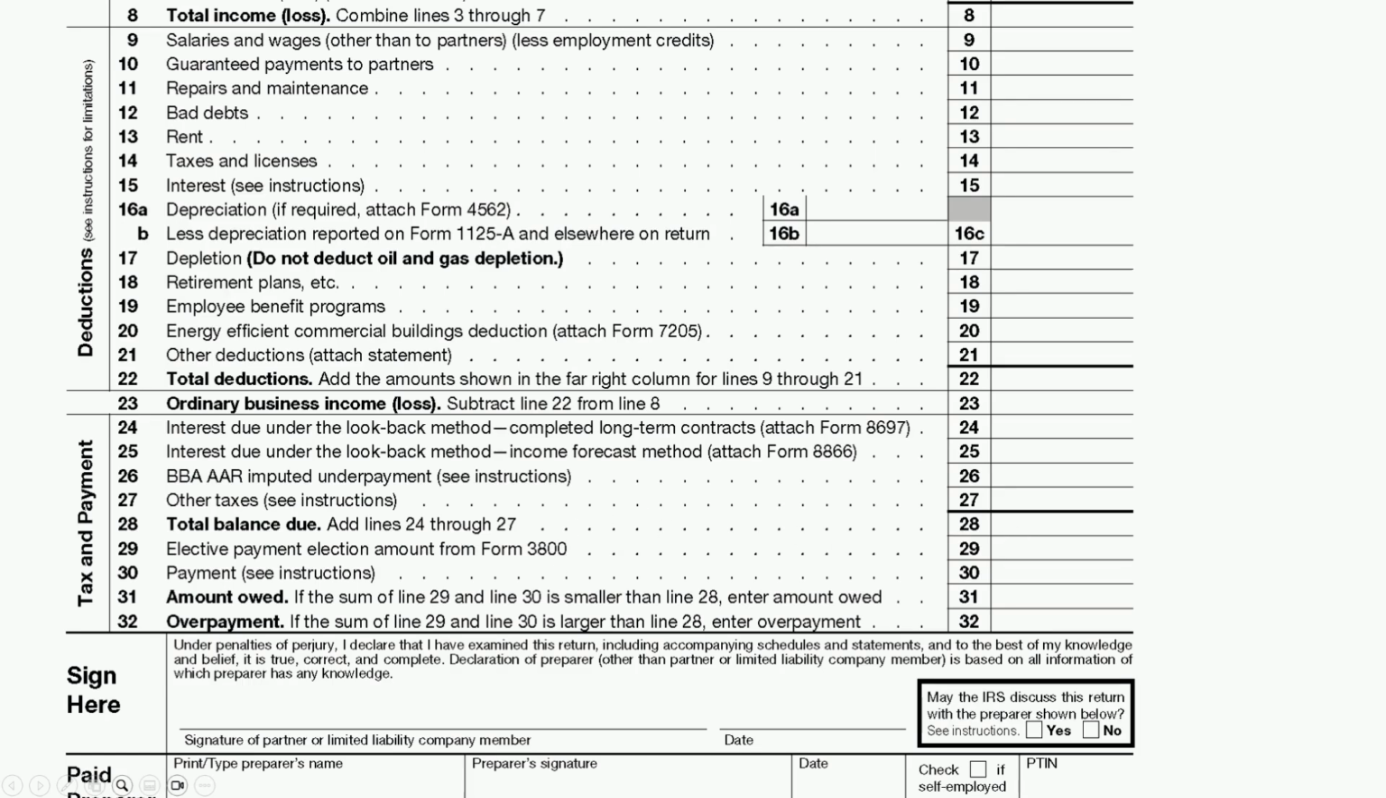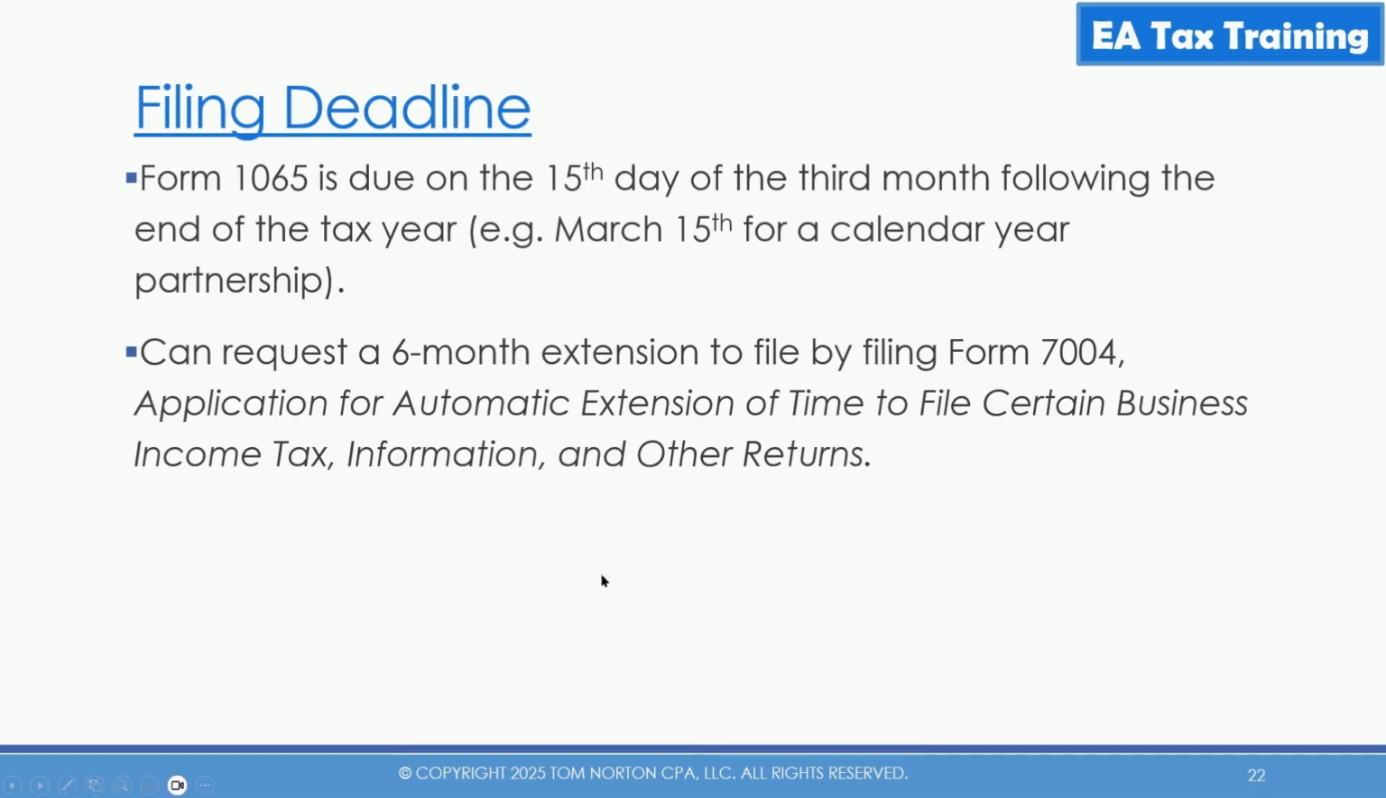The filing deadline for the 1065 is the 15th day of the third month following the end of the tax year. So that is March 15th for a calendar year partnership. Remember, the pass-through entities, the partnership and the S corp, have a March 15th due date for calendar year entities. However, of course, you can request a 6-month extension by filing Form 7004.